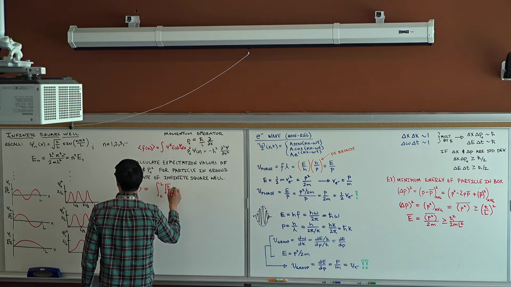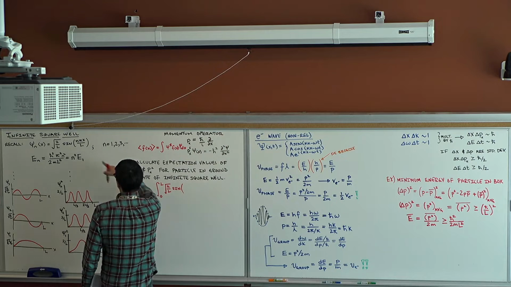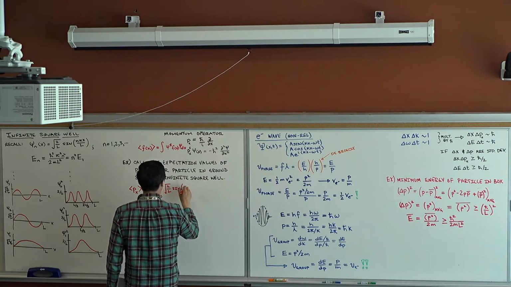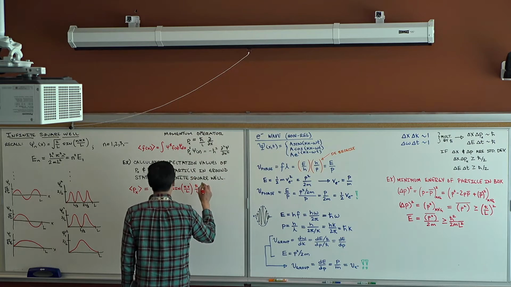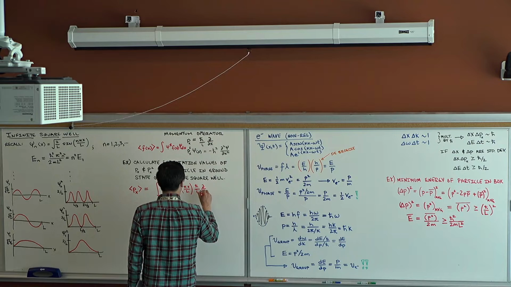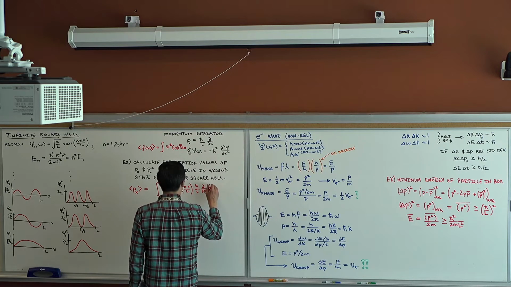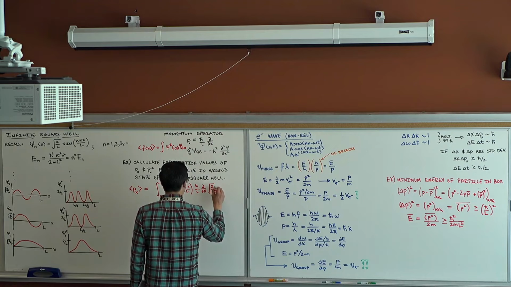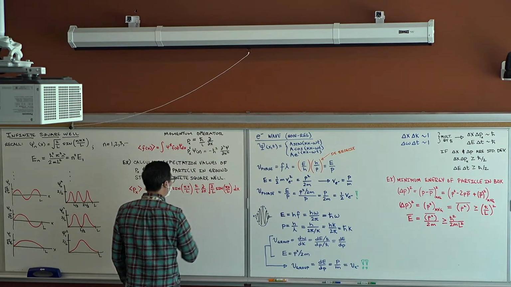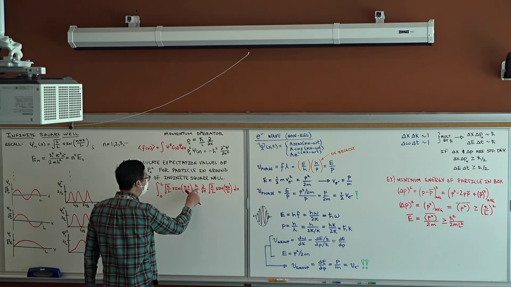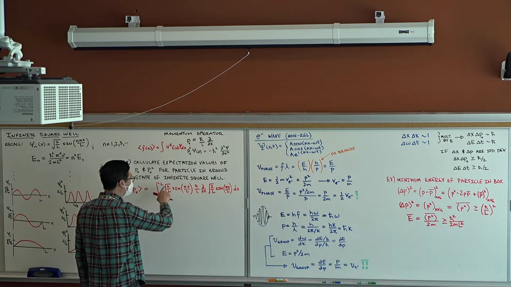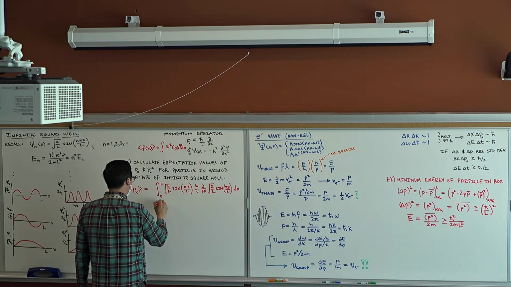Square root of 2 over L sine of n pi x over L, where n is 1, is just pi x over L, times h bar over i times d dx, times square root of 2 over L sine pi x over L dx. Note that h bar over i is constant, root 2 over L, root 2 over L, all that can come out.